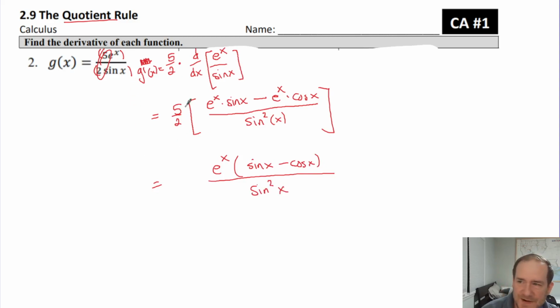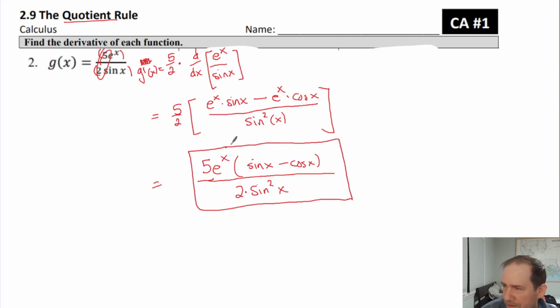And then we've got this factor of 5 over 2, which at this point, I guess we just reattach. The factor of 5 would go into the numerator, just become a coefficient on the 5e to the x. The 2 would go here, just become a coefficient on the sine. But I think that's the end of the road for us. We can't simplify that any further, so that's that. And that's 2. Let's try 4.